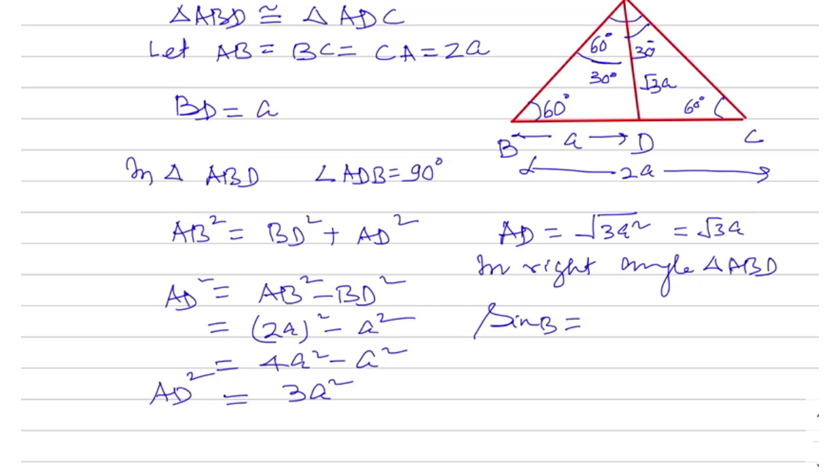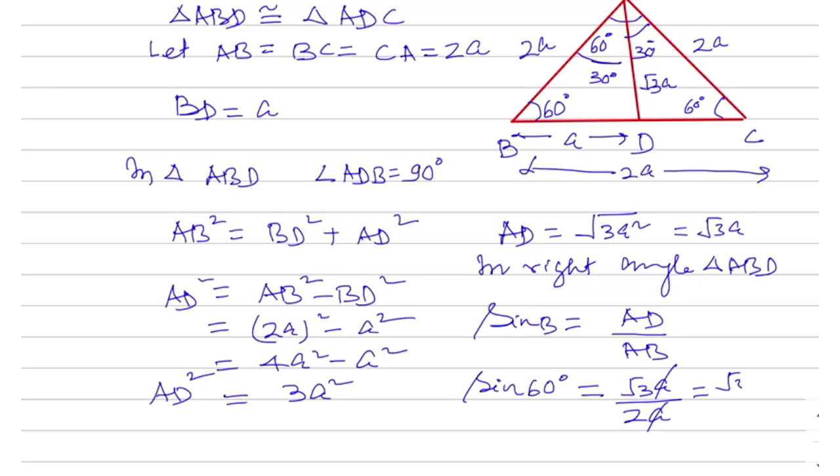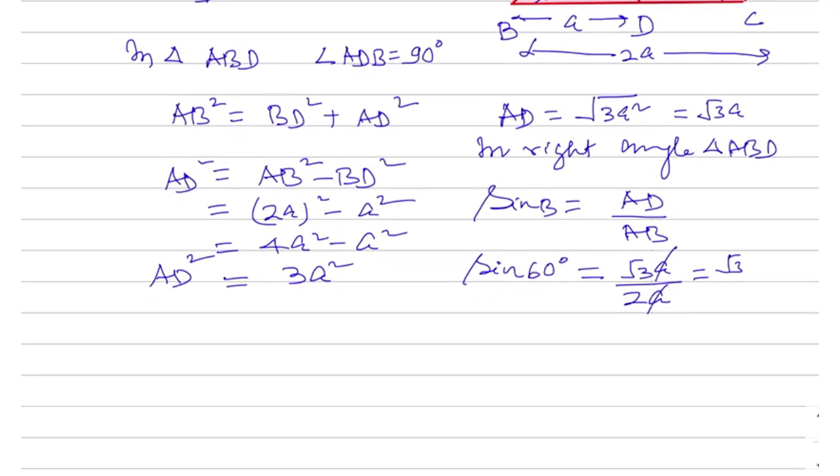So in right angle triangle ABD, sin B is equal to AD upon AB. Therefore, putting the value of angle B and AD, AB, so sin 60 degree is equal to root 3 a upon 2a. Here a is cancelled out. So we have sin 60 degree is equal to root 3 by 2.